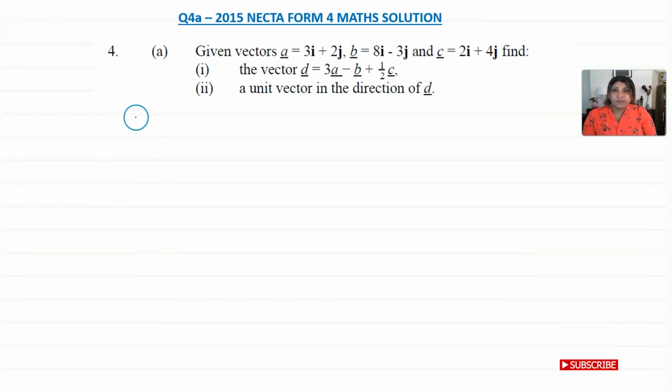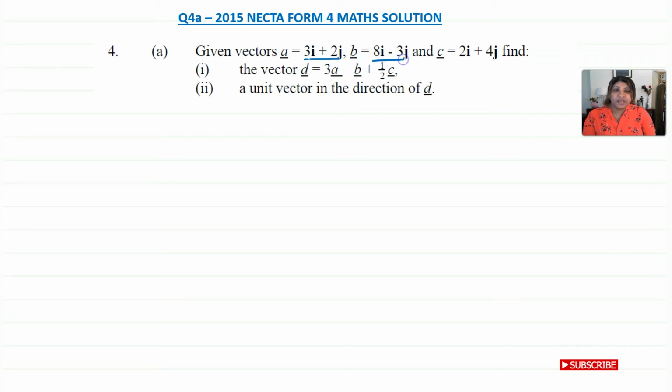We're going to do question 4a from NECTA 2015 Form 4 Math paper. The question is about vectors. So we're going to add vectors for part I, and then for part II, we're going to find a unit vector. So let's start.